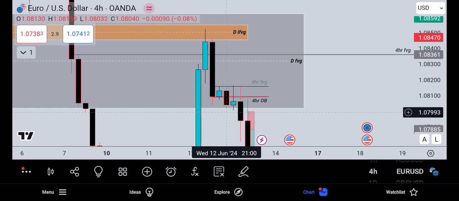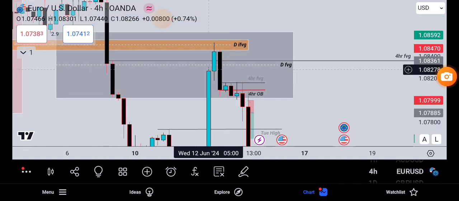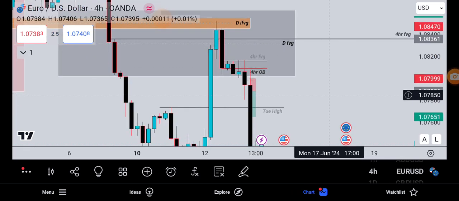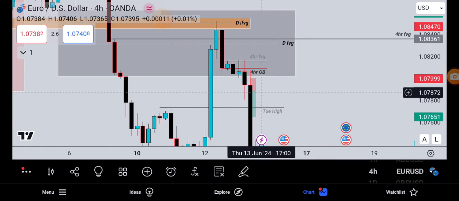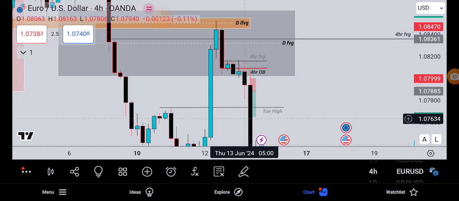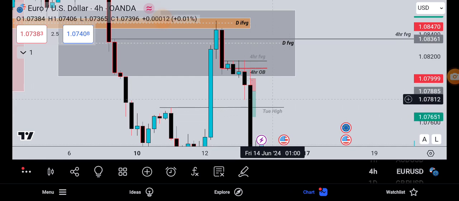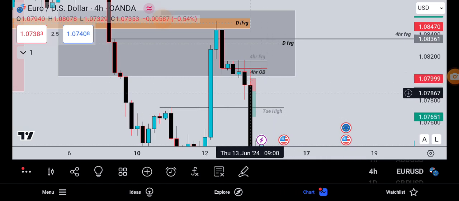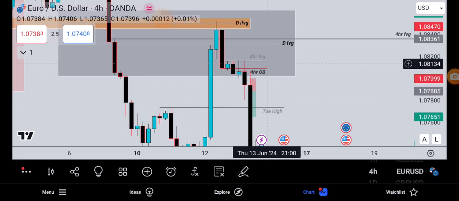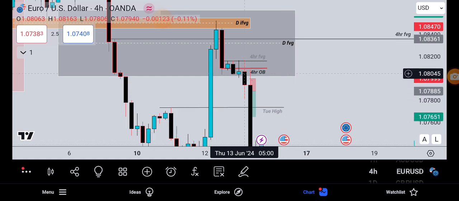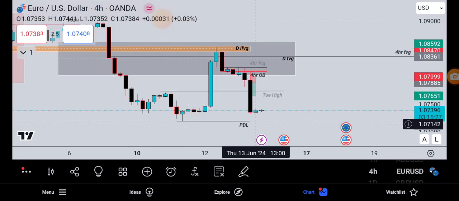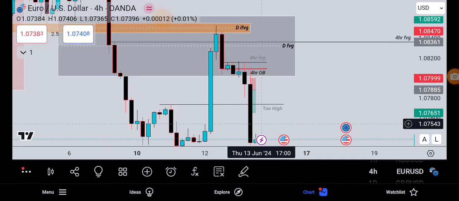I was expecting to see a drop lower. My target for the day was this Tuesday's high, because this is the daily order block that I was talking about. We could have a dip into this Tuesday high, then see a rejection, probably higher, and then from next week we can anticipate a drop lower. But that didn't happen, and we had this drop lower which went further lower beyond our targets.